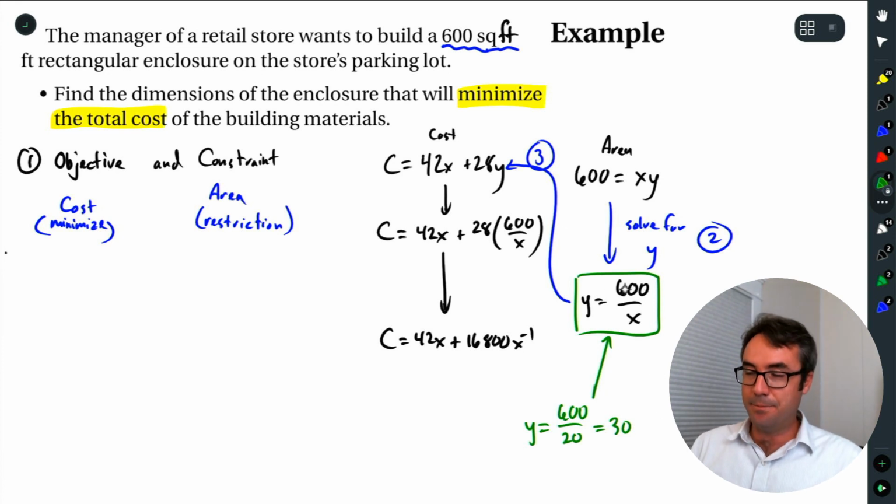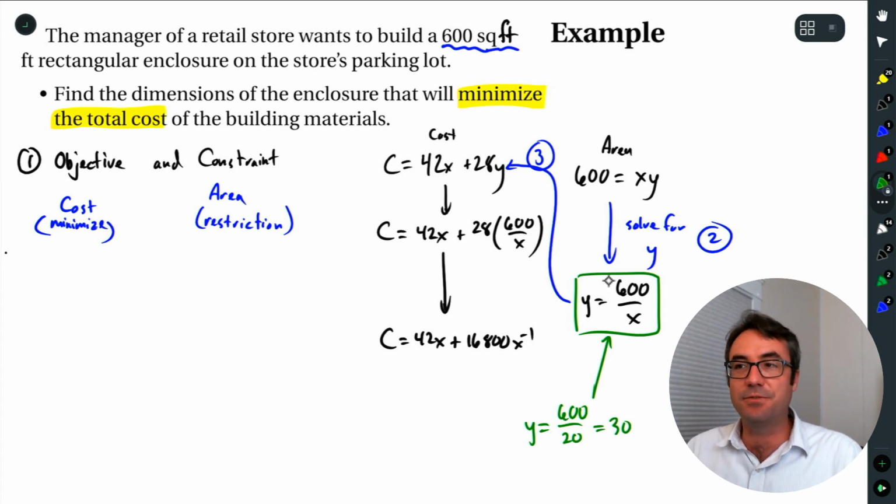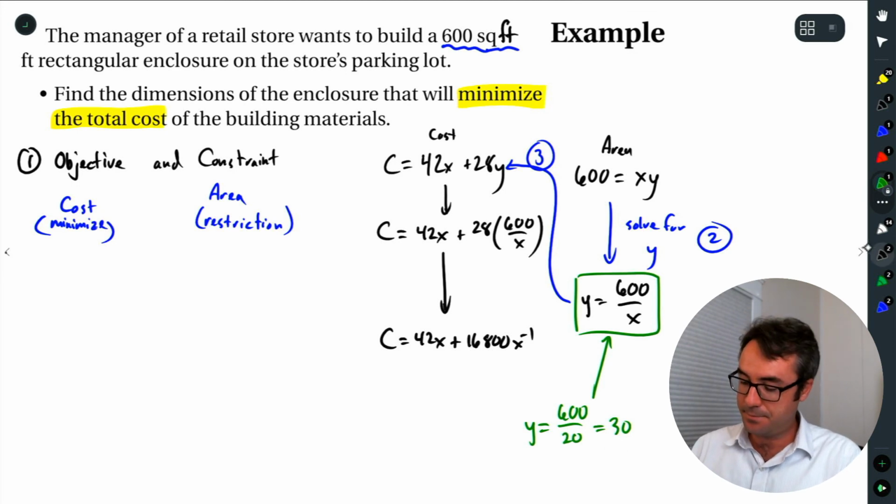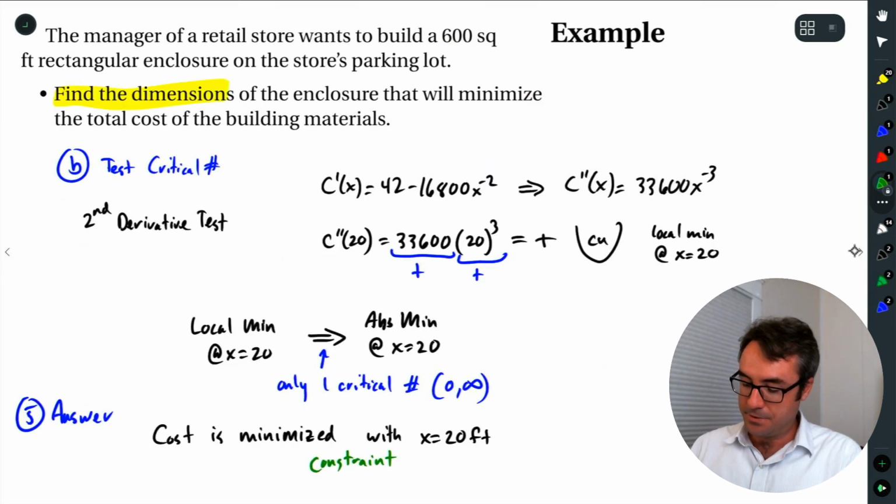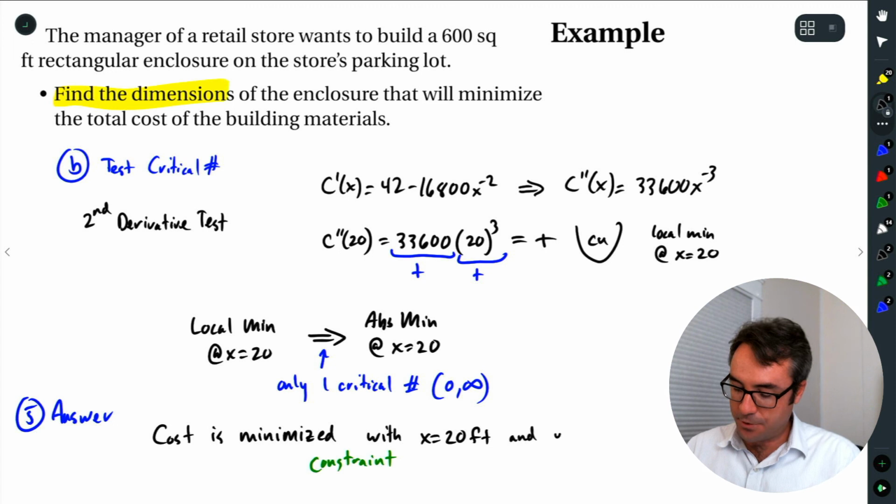So come back to your constraint equation. You could go back to this one, but we've already done some of the solving here. So go to this one. It's a little bit quicker. And we see that y is 30. So cost is minimized when x is 20 and y is 30. And the units there are feet.